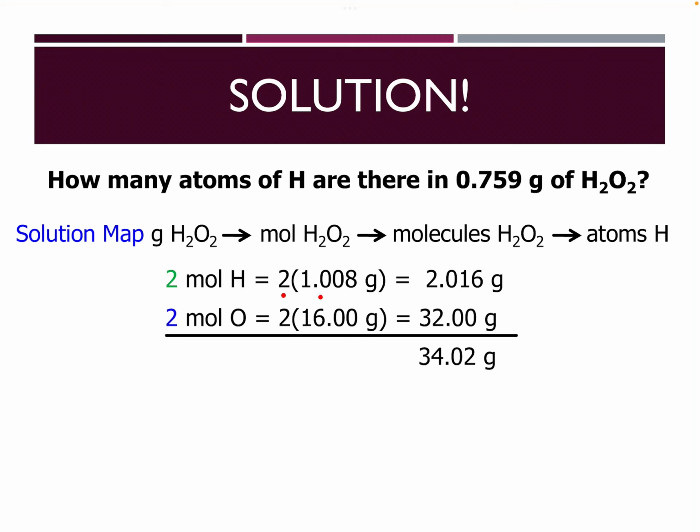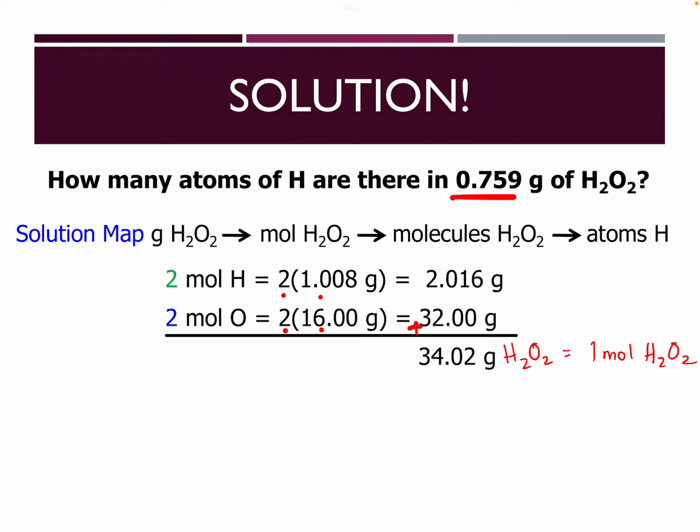The way we do that, we'll do 2 times the mass of hydrogen, 2 times the mass of oxygen, and then we'll add those up to get the molar mass of hydrogen peroxide. And remember, that's equal to 1 mole of hydrogen peroxide. So we can use that as a conversion factor to convert between grams and moles.